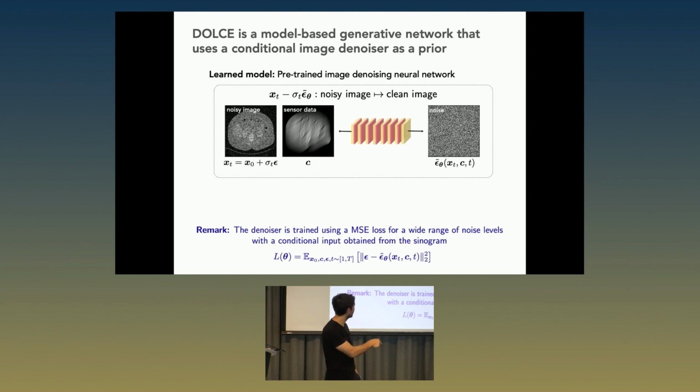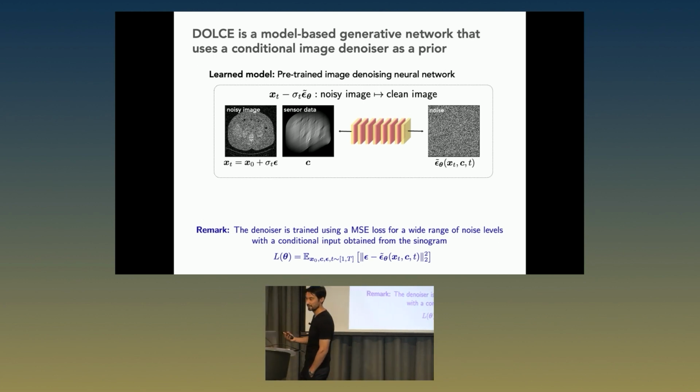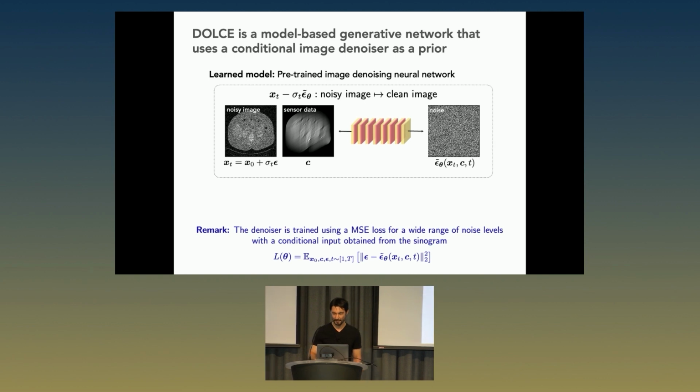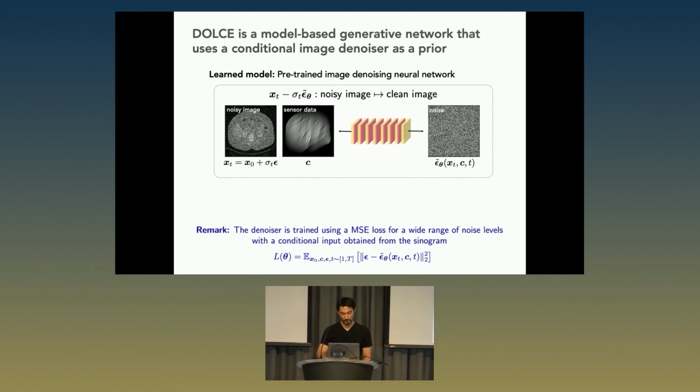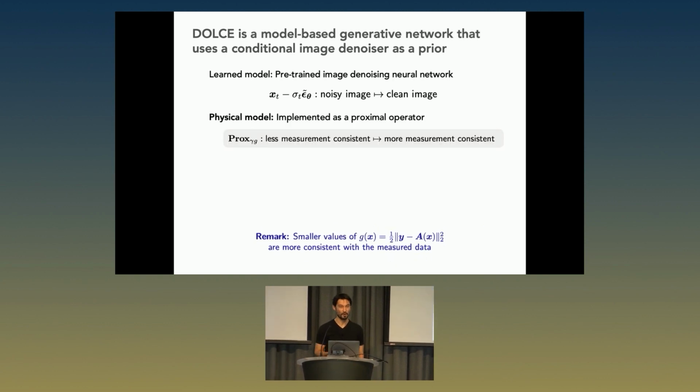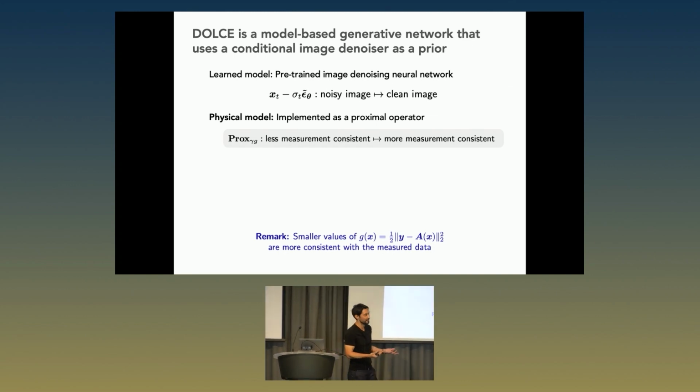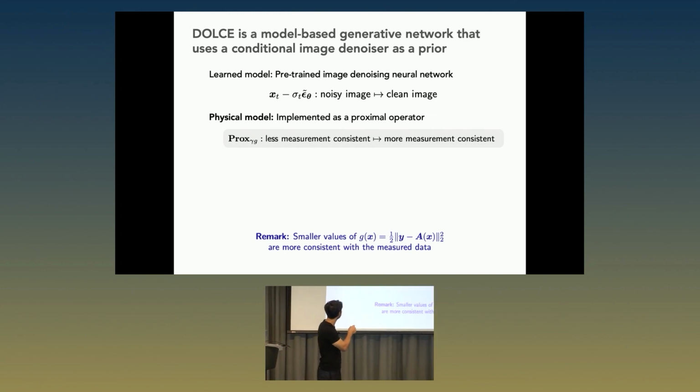Okay, and we train a denoiser in a similar way for different noise levels. The sensor data is fixed here, but we basically train it to be an MMSE estimator for different noise levels. Okay. Now, that's the first part, the learned part. The second part is a physical model. The physical model would simply be the CT model, but we're going to implement it instead of a gradient.